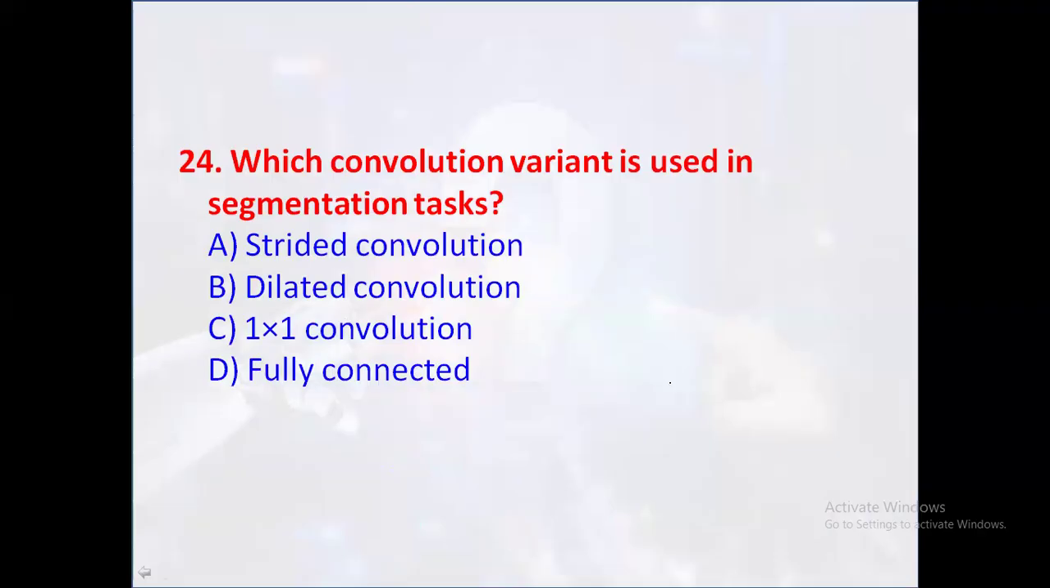Which convolution variant is used for segmentation tasks? Straight convolution, dilated convolution, one cross one convolution, fully connected. The answer is dilated convolution.